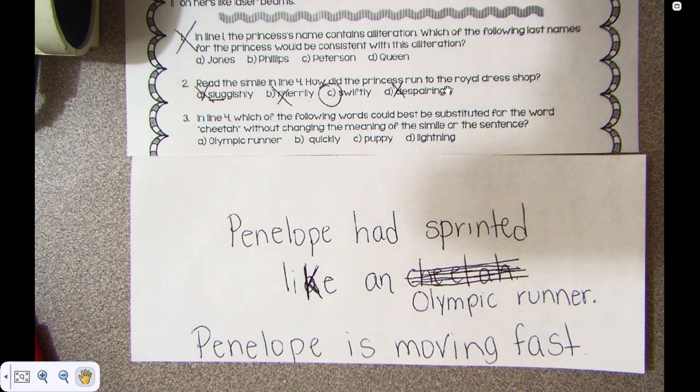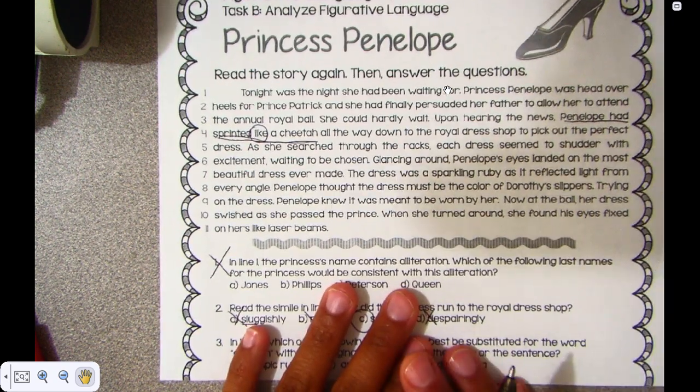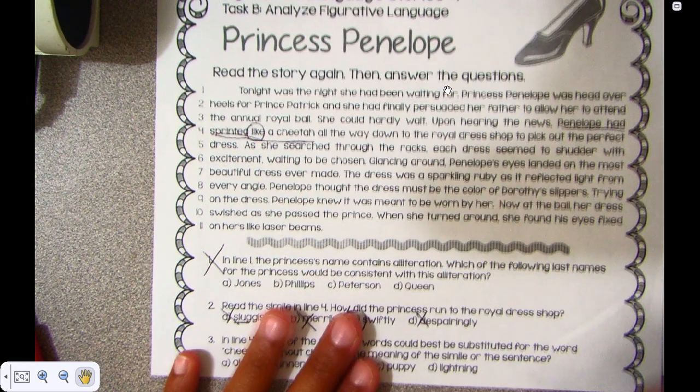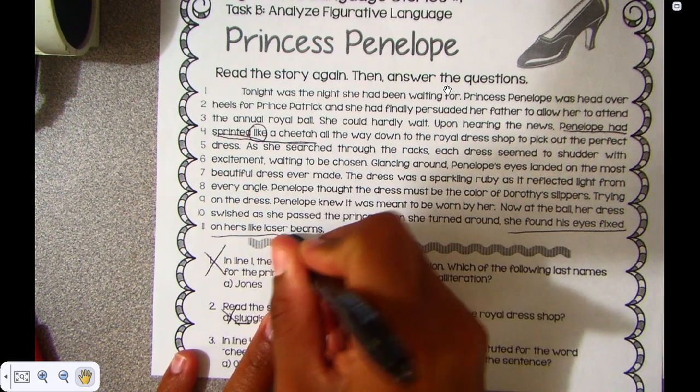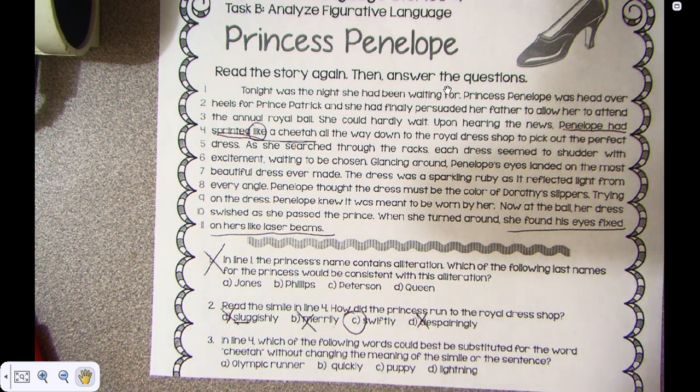So this is all that we're going to do today. I just wanted to talk about that figurative language piece, specifically similes. Similes are a type of figurative language. And we learned today similes are comparisons using like or as. And we read today about Princess Penelope, and we found two similes about her inner story. One, her sprinting like a cheetah and moving fast, and the other, where the prince had his eyes fixed on her like laser beams.